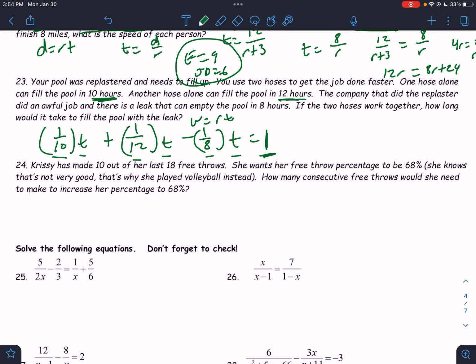If this was me, let's see, I would multiply every number by 120. 120 divided by 10, that's 12T. 120 divided by 12, that's 10T. So 12T plus 10T. And then 120 divided by 8, that's 15, minus 15T equals 1. So 22 minus 15 is 7T. So T equals 1/7.